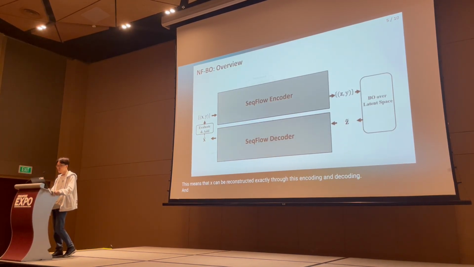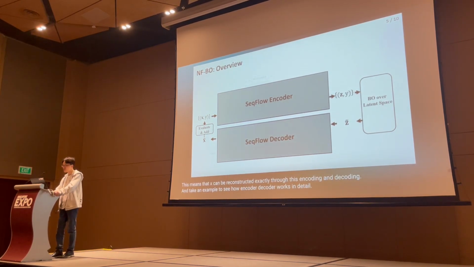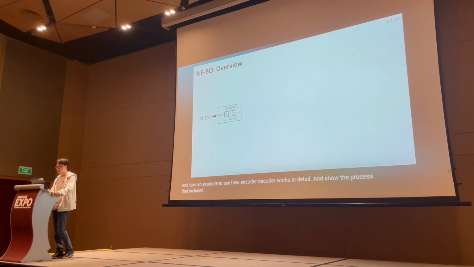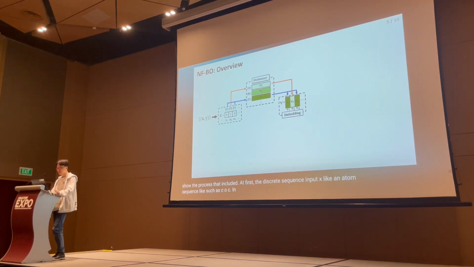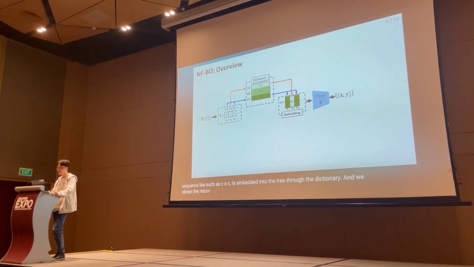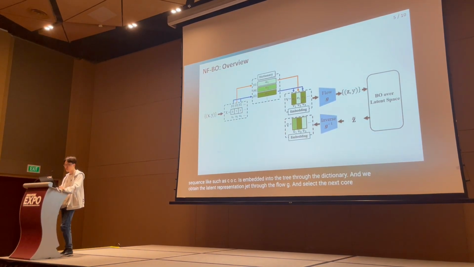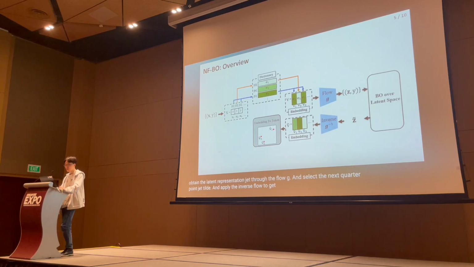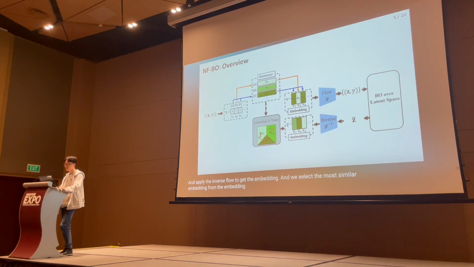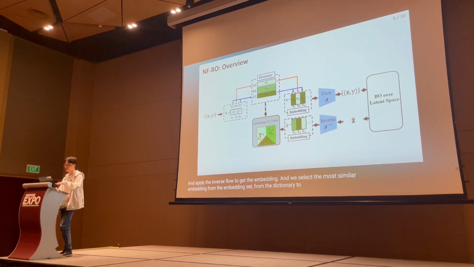Let's take an example to see how the encoder-decoder works in detail and show the process involved. At first, the discrete sequence input X, like an atom sequence such as COC, is embedded into V through the dictionary. And we obtain the latent representation Z through a flow G. Then we select the next corresponding Z tilde and apply the inverse flow to get the embedding. And we select the most similar embedding from the embedding set in the dictionary to transform the embedding to a discrete sequence.